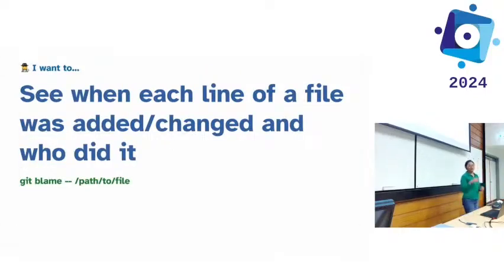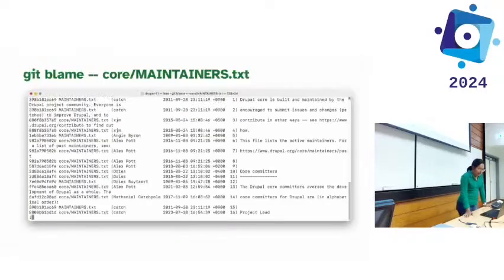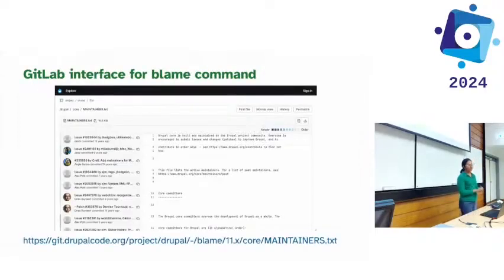If I want to see when each line of a file was added or changed and who did it, we can use git blame and also give the file name. In the example, we can see the commit hash, the person who worked on that, the date, and line by line. Also, the Drupal.org project that has the GitLab interface incorporates this command.